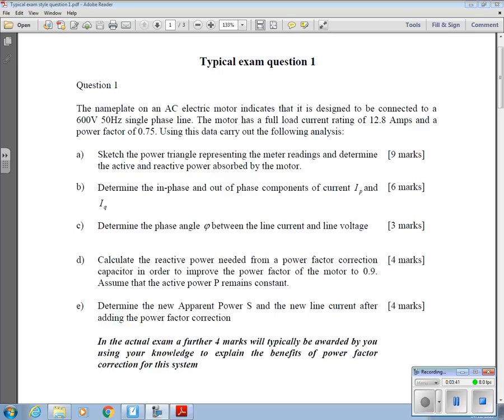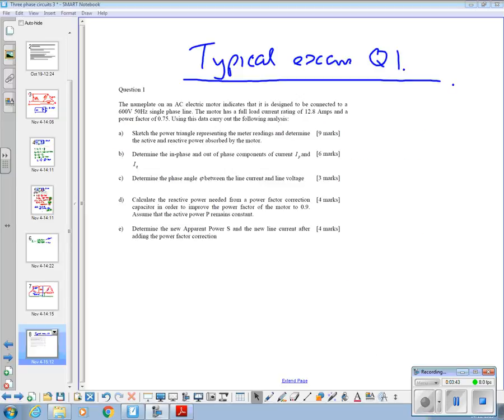The nameplate on an AC electric motor indicates it is designed to be connected to a 600 volt single phase line. The motor has a full load current rating of 12.8 amps and a power factor of 0.75. Using this data, carry out the following analysis. Sketch the power triangle representing the meter readings and determine the active and reactive power absorbed by the motor. Okay, so what have you done so far with that? What does this power triangle look like?